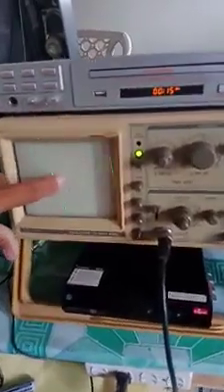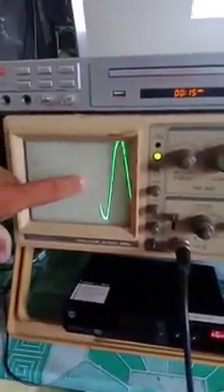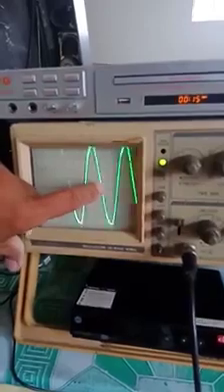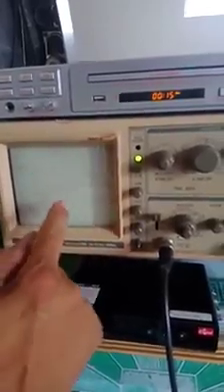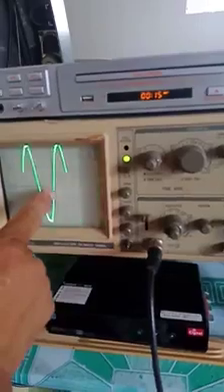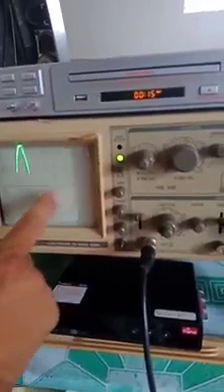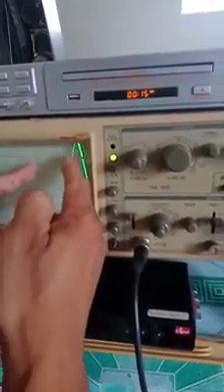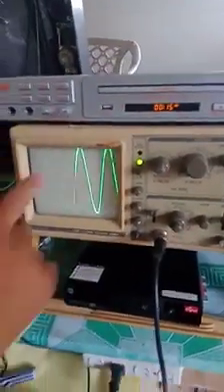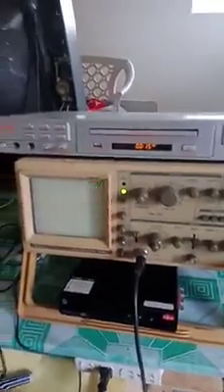So starting from this line, we have 1, 2, 3, 3.2. There is a 3.2, no? Setting it to maximum level. If we count the divisions in the horizontal axis, 1, 2, 3, 3.2. That is 3.2, no?